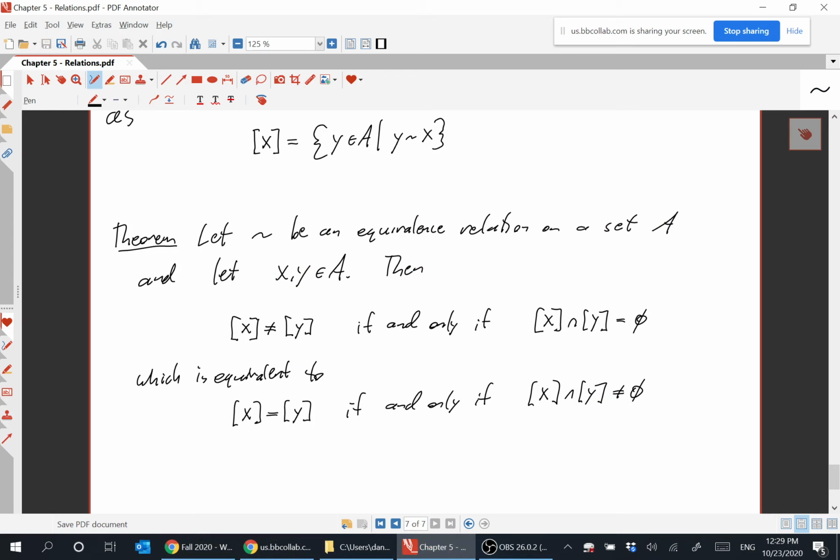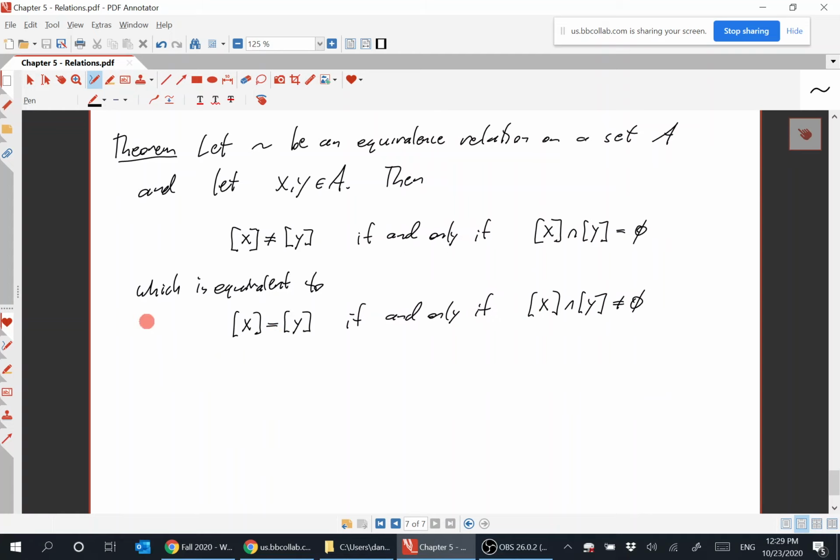All right. So two equivalence classes are either the same or they're disjoint. They don't overlap. There's never an overlap between equivalence classes. If there is an intersection at all, then they're actually the same. So equivalence classes are totally the same or totally different.